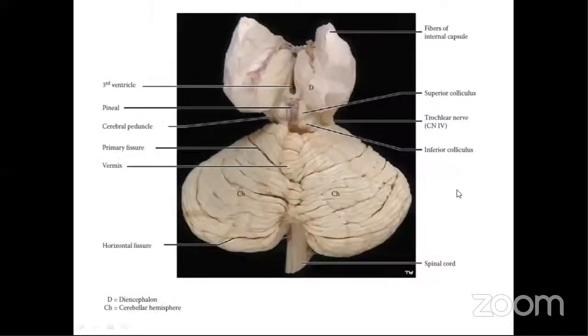This is a nice dissection. It was just put here to show you the emergence of the trochlear nerve from the dorsal surface of the brain and coming at the level of the inferior colliculus. So it was previously highlighted that at the level of the superior colliculus, we have the oculomotor nerve, and at the level of the inferior colliculus here, we have the trochlear nerve coming around to the ventral surface of the brain from the dorsal side.